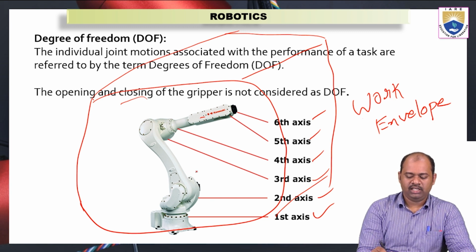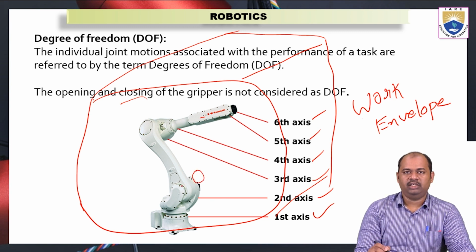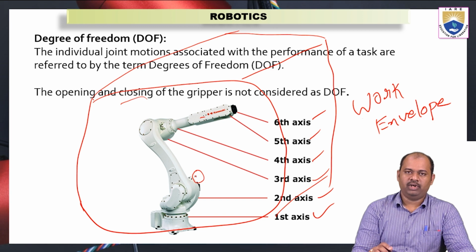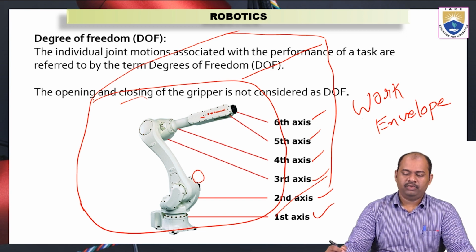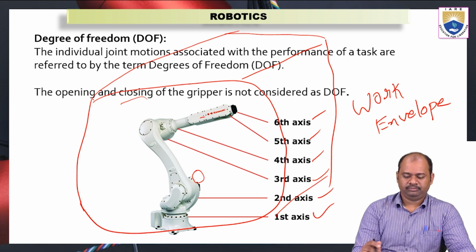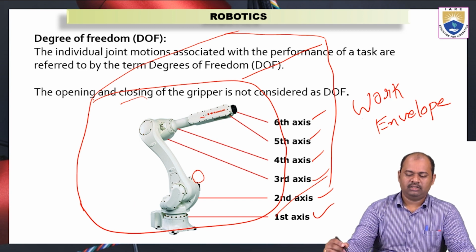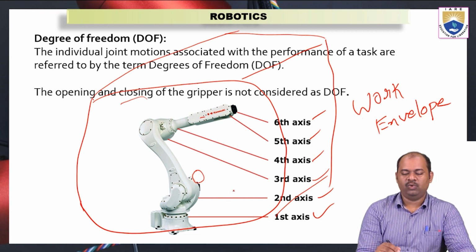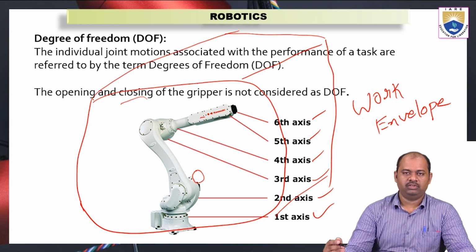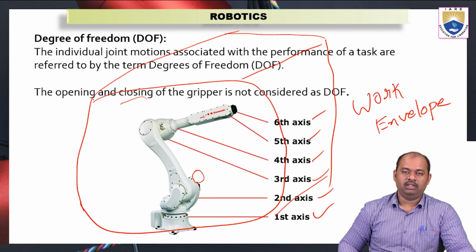If I place an object near this joint, the robotic arm may not reach there because the links are too long. It cannot reach this point. So the work envelope can be calculated by measuring the entire volume minus the dark spots where the robot cannot reach. That should be subtracted from the work envelope, and that is where we get the work envelope volume.